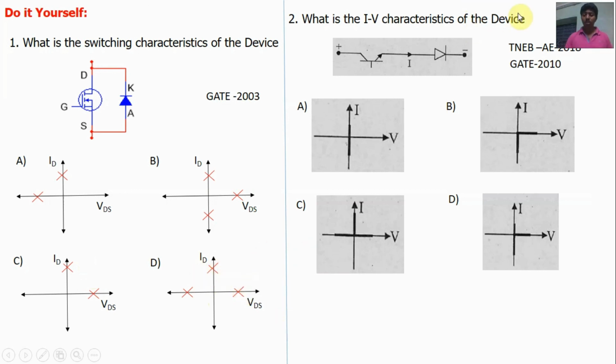Okay. The second question was asked in TNPSC AE 2018 examination as well as the GATE 2010 examination. We have to find the switching characteristics, IV characteristics of the composite device. Okay. Try and comment your answers.